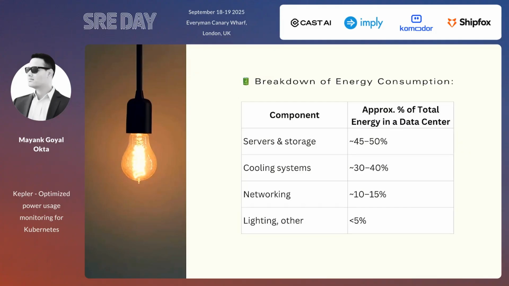And here's the breakdown of energy consumption we have. Servers and storage take around 40 to 50% of the total energy in a data center, the cooling system itself takes 30 to 40%, the network takes around 10 to 15%, and lighting and other things take around 5%.